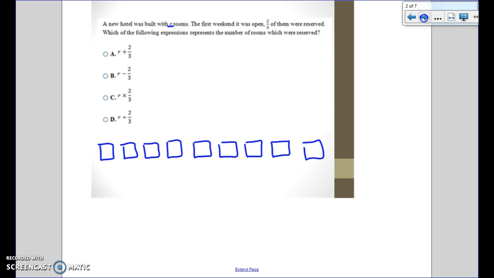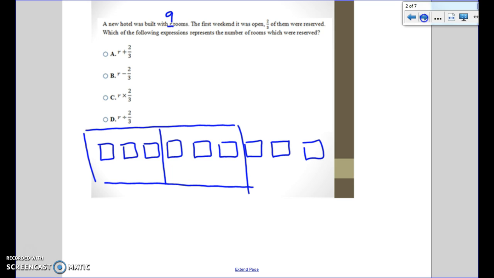Because we're just starting to introduce variables and word problems, let's just pretend that R really was a number, because after all, variables do represent numbers. So let's just pretend that R was 9. The problem says a new hotel was built with 9 rooms the first weekend it was open. 2/3 of them were reserved. If I change the variable to an actual number, like 9, I could divide it into thirds. And I would know that 2 of the thirds would represent the number of rooms reserved. So in this case, 6 of the 9 rooms would be reserved.